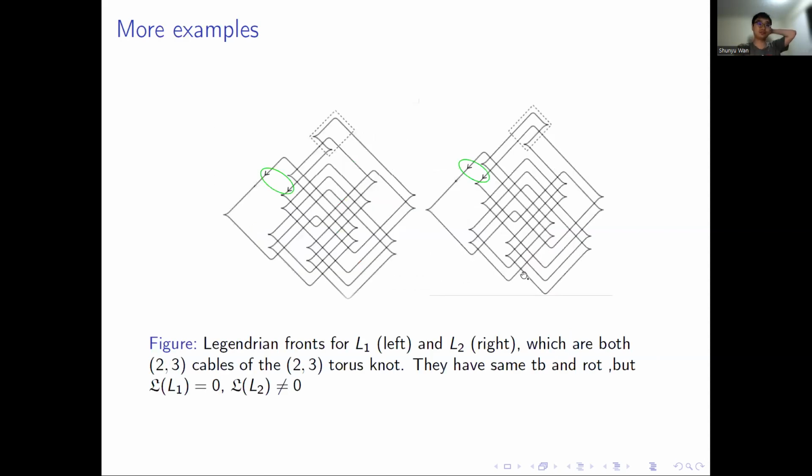Moreover, this is another example of Lagrangian non-simple knots. These are Lagrangian front projections for the (2,3) cable of the (2,3) torus knot. The left-hand side has loss invariant equal to 0, and the right-hand side has non-zero loss invariant. Here you can also find this green circle indicating the double balls, and there are also parallel arcs in there. By Theorem 5, you can add a twist to them, so you will also get results where the Lagrangian knots have different loss invariants, so there are also Lagrangian non-simples.